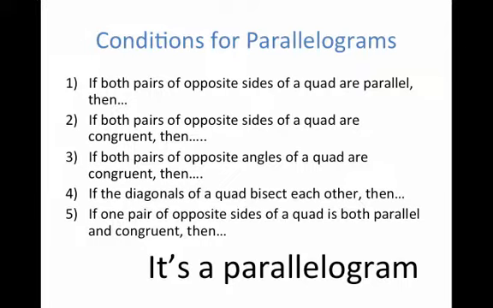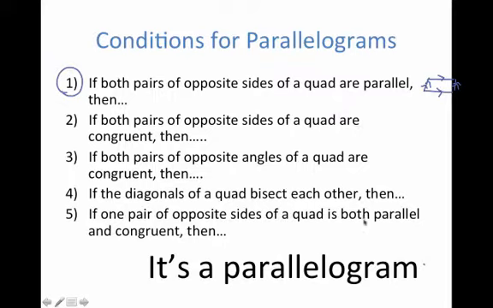So, what are the conditions for parallelograms? These are theorems. Now there are 4 theorems for conditions for parallelograms, but I added one more statement. The first statement is not a theorem, but it holds true. So the first statement says if both pairs of opposite sides of a quadrilateral are parallel, then it's a parallelogram. So if I just have a quadrilateral and I know that both pairs of opposite sides are parallel to each other, then I can say it's a parallelogram.